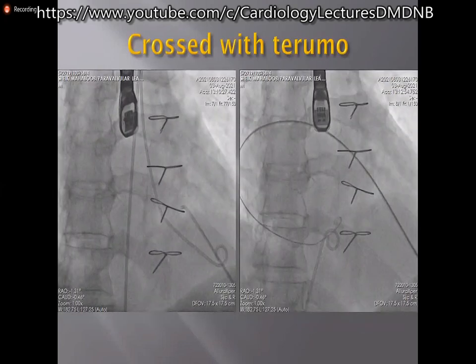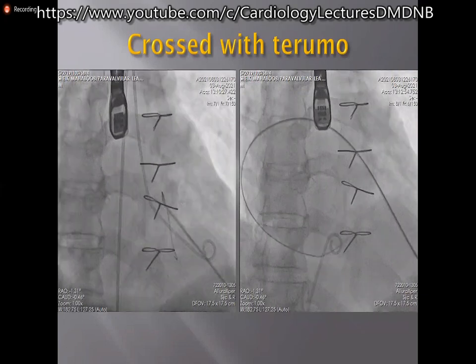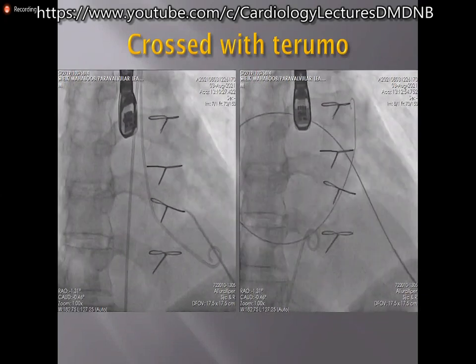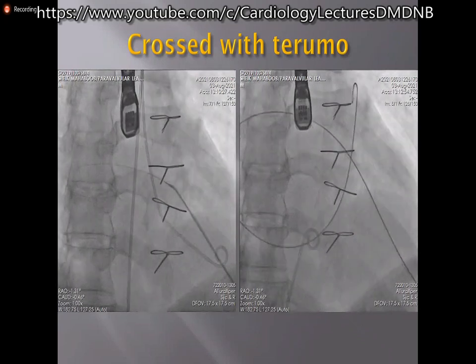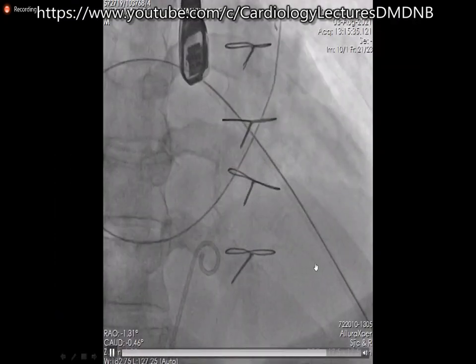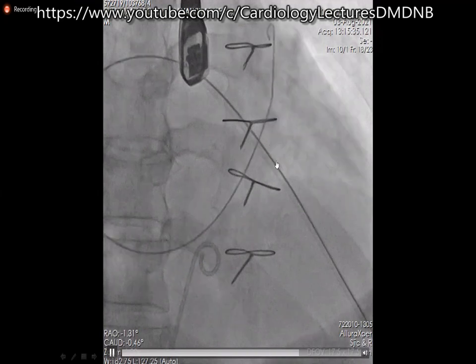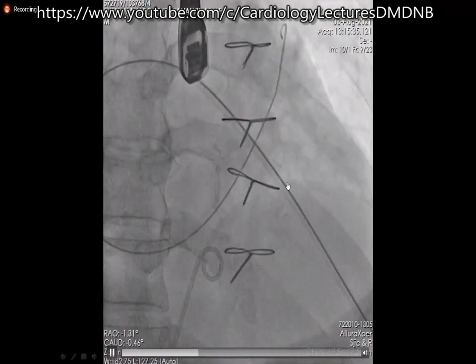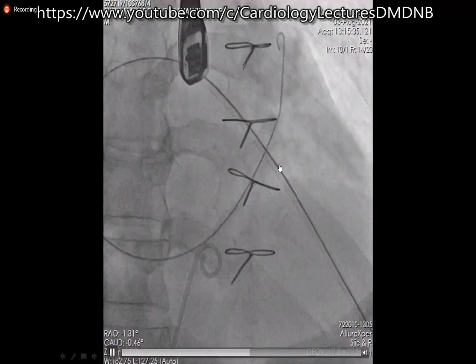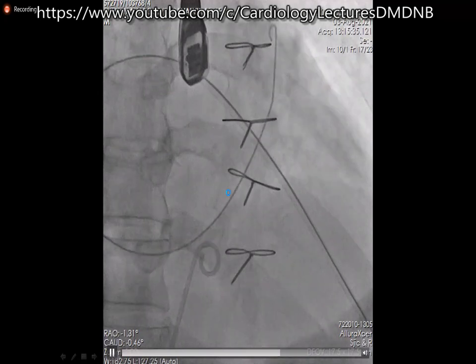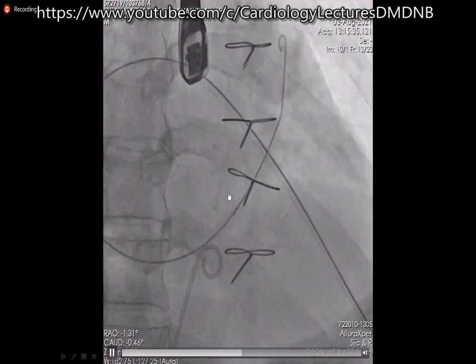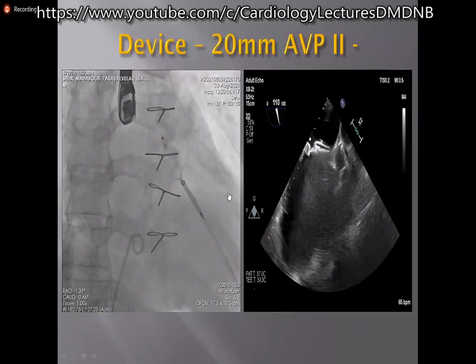So by Seldinger technique, the LV is centered, and of course it is always to be monitored under transesophageal echo guidance. And see here, this is confirmed on transesophageal echo, both 3D as well as 2D. So this guide wire has passed through the leak, your guide wire has not gone through the orifice of the valve. So 20 millimeter AVP.